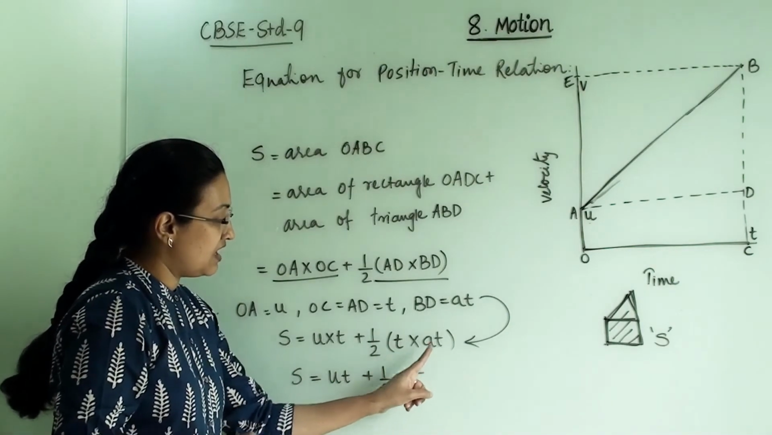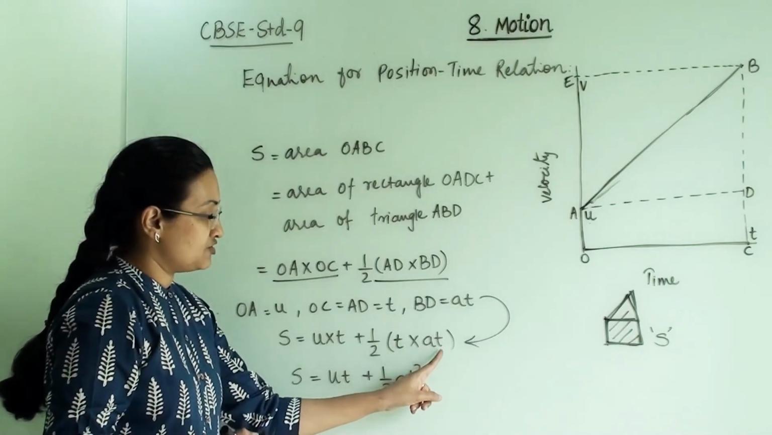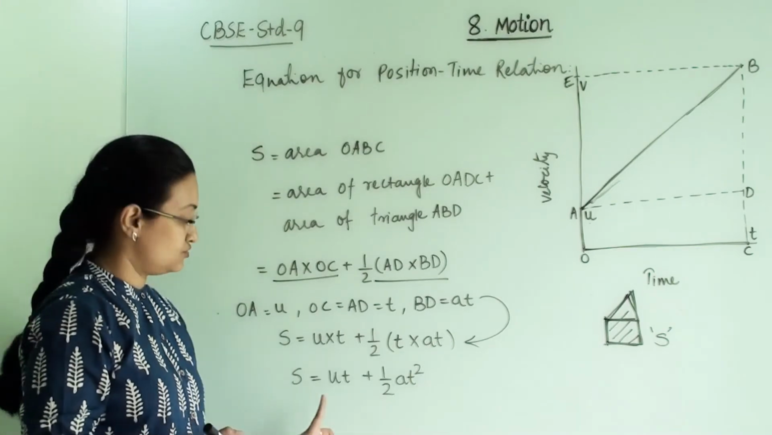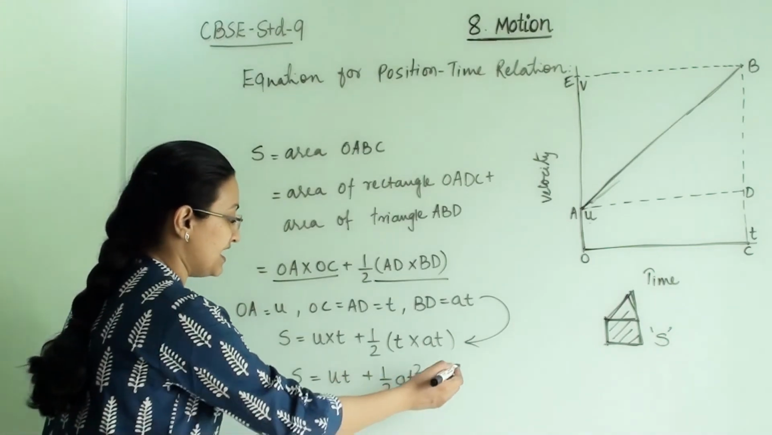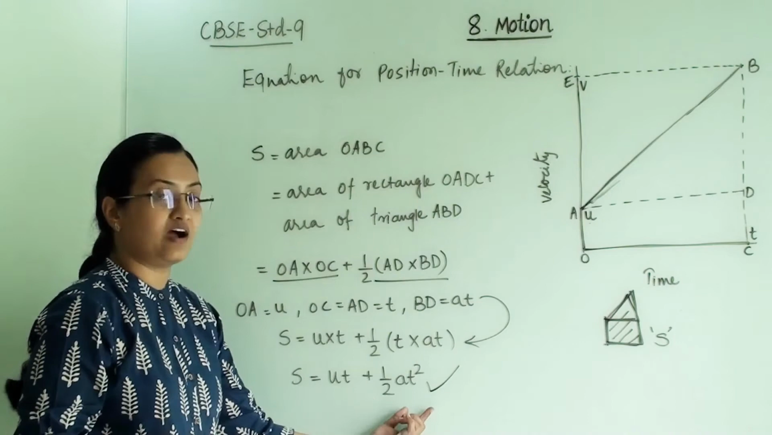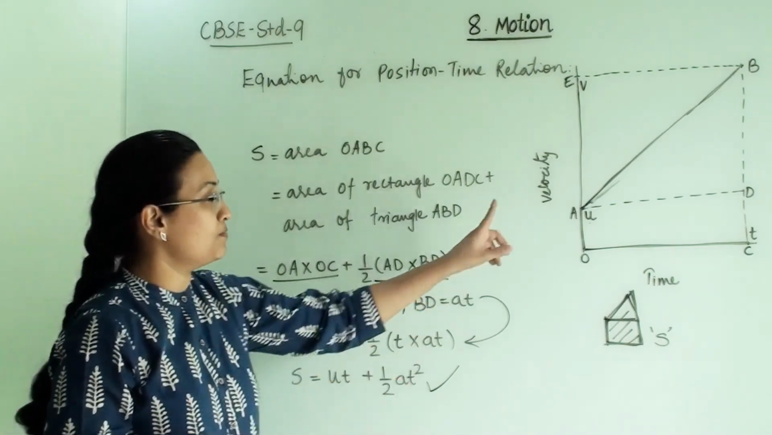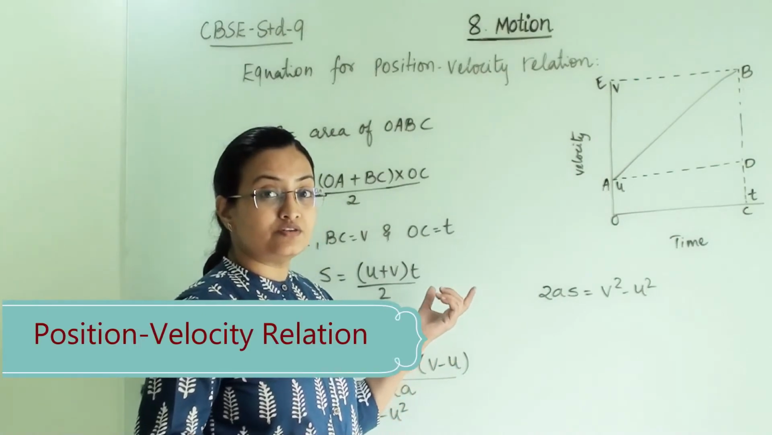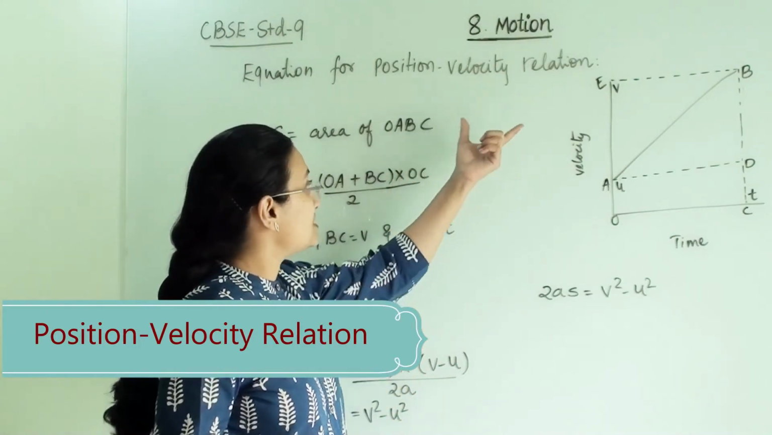Both the T's are in multiplication, so we will get T square. That is how we have proved S equals UT plus 1/2 AT square, and that too from the velocity time graph. Now we will see the equation related to the position velocity relation.